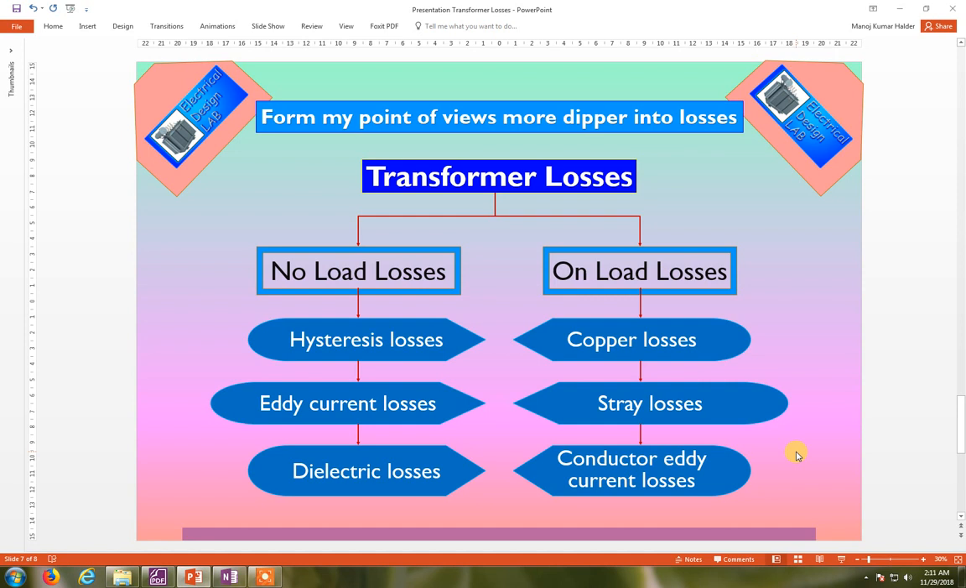I hope now you are clear about all the losses. There are 6 categories of losses in the transformer: hysteresis losses, eddy current losses, dielectric losses. When the transformer is on load, that means load is connected, then more current is drawn from the source, and these currents are the reason for the copper losses, stray losses, and conductor eddy current losses.